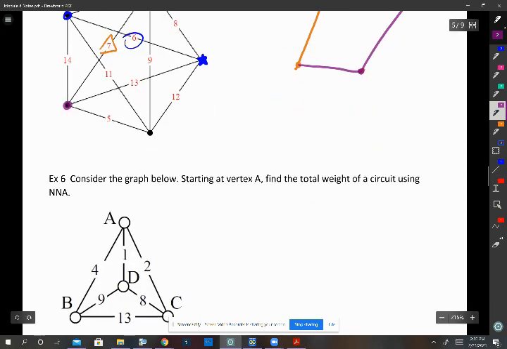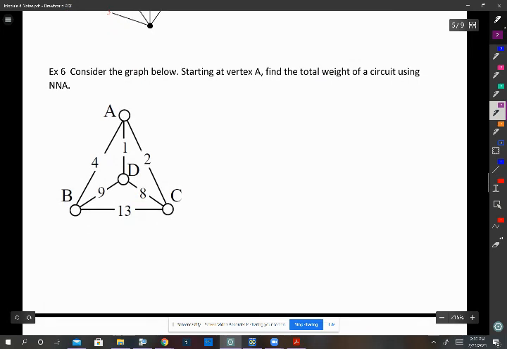So as we look at the next example, they give us our little picture, and they said, consider the graph. We're going to use nearest neighbor, so that's the NNA, and they want us to start at vertex A. So we're going to start at vertex A. Our choices are either 4 and go to B, 1 and go to D, or 2 and go to C. So we want to go to D. So we're going to go from A to D.